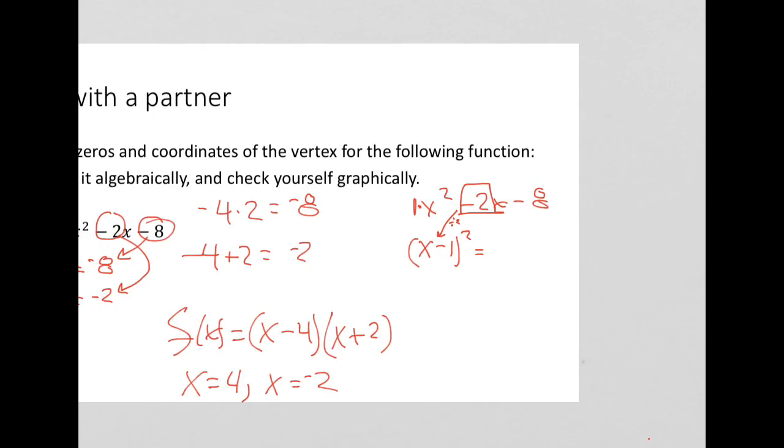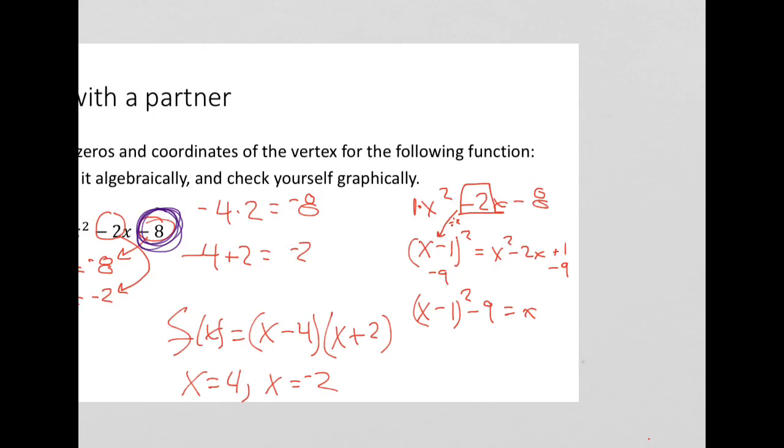And now I'm going to ask myself, well, what is (x minus 1) quantity squared? Well, it's going to give me x squared minus 2x. Negative 1 times a negative 1 is a positive 1. And now I'm going to compare this back to my original equation. My original equation has a constant term of negative 8. This has a constant term of positive 1. To get from positive 1 to negative 8, you have to subtract 9. So my completely vertex-formed equation is going to be (x minus 1) quantity squared minus 9.